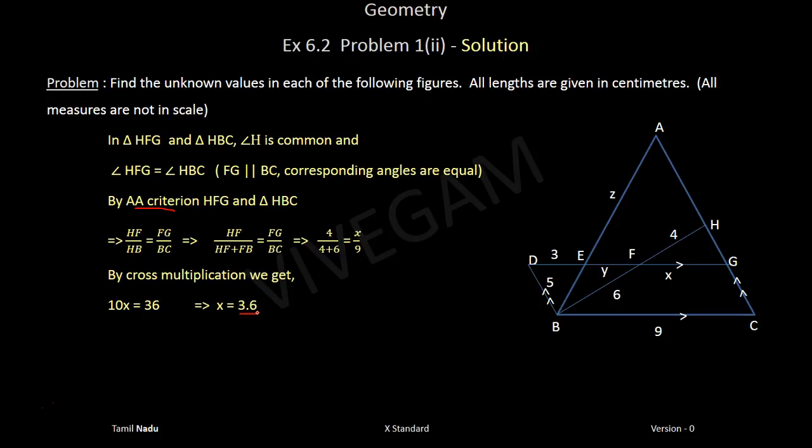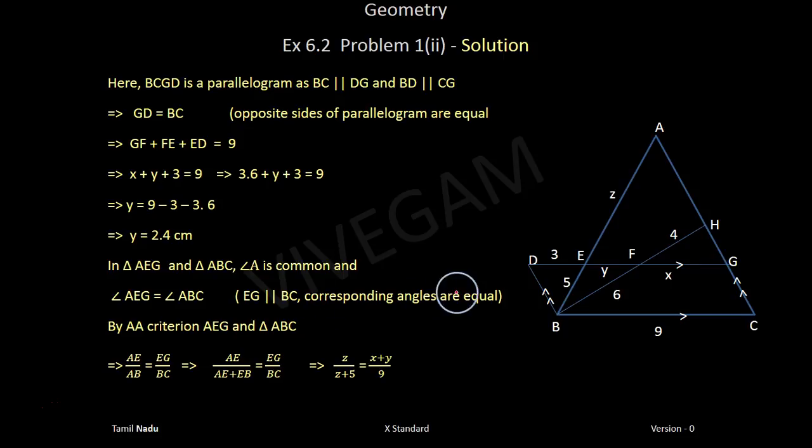Now next we will go for the Y. Y, as I said earlier, this is a parallelogram. That is, BCGD is a parallelogram, and BC is parallel to GD, and BD is parallel to CG. Anyway, it's clearly shown by these double arrows. So these two lines are parallel, and this line is parallel.